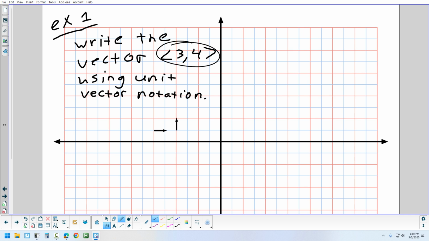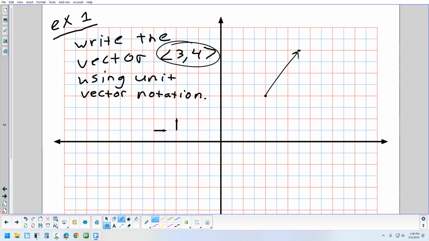When I write it in that notation, where do I have to start from? The origin? Nope. The initial? Well, it'll have an initial and a terminal, but where does the initial have to be? Anywhere, right? Doesn't matter where I put it. So I'm going to put it there. Right 3, up 4. That is the vector 3, 4.